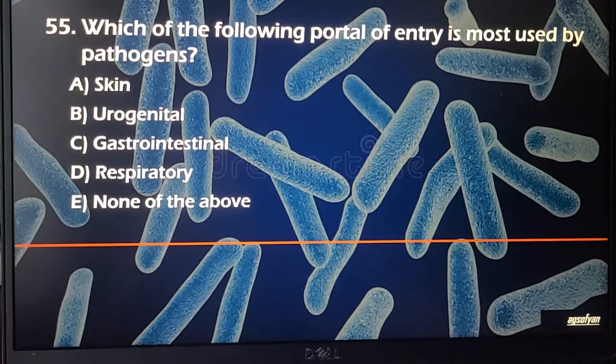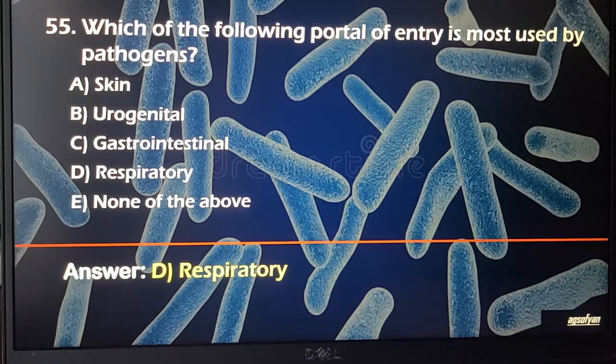55. Which of the following portals of entry is most used by pathogens? A. Skin. B. Urogenital. C. Gastrointestinal. D. Respiratory. Or E. None of the above. Choose your answer. Yeah, the answer will be D.